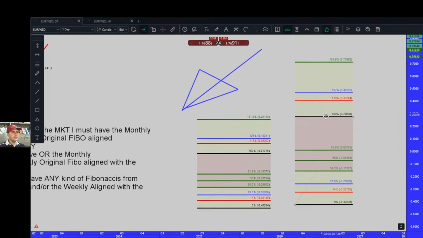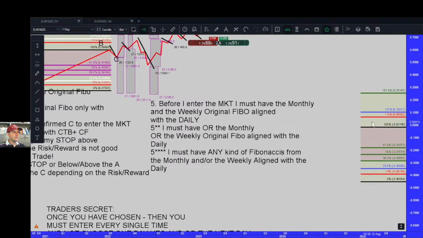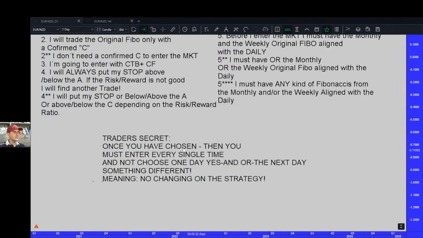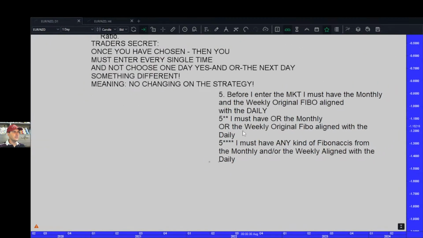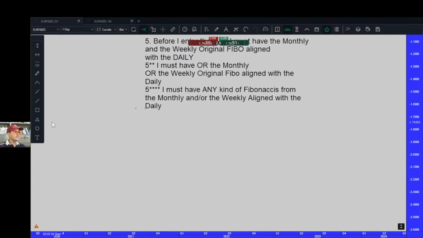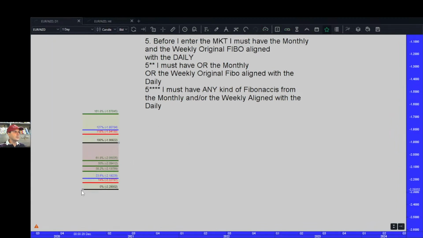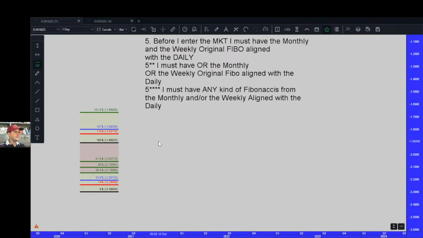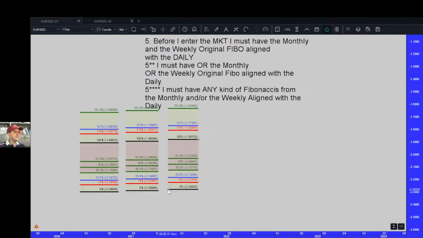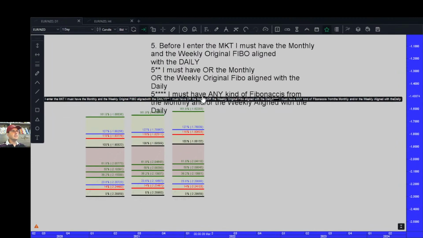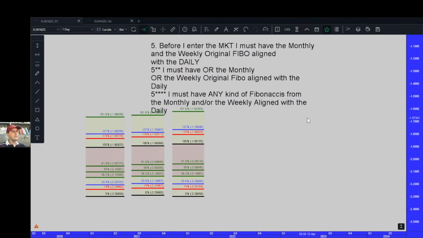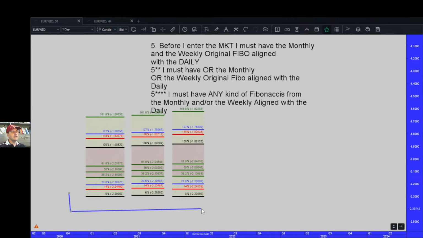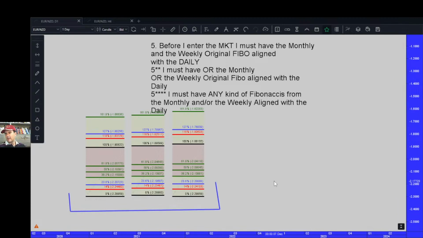Give me a second, everybody. How can we do this? Alright, let's put it down here. Alright. Clara says, okay, so this is the monthly, this is the weekly, and this is the daily. Before I enter the market, I must have the monthly and the weekly original Fibonacci aligned with the daily. So this is the only setup that Clara can trade.